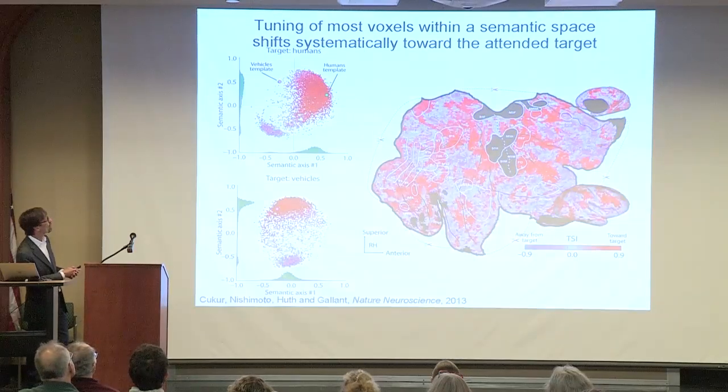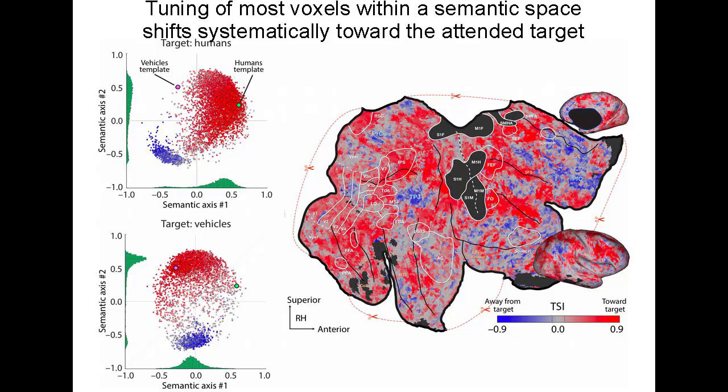And now you can look at where these voxels are on the surface of the cortex. That's shown over here on the right. You can see that most of the voxels are either gray, they don't shift their tuning, or they're red. And some subset of the voxels are blue. So the red voxels are places in the brain where the tuning always shifts toward the attended category. And the blue voxels are voxels where the tuning shifts away from the attended category.